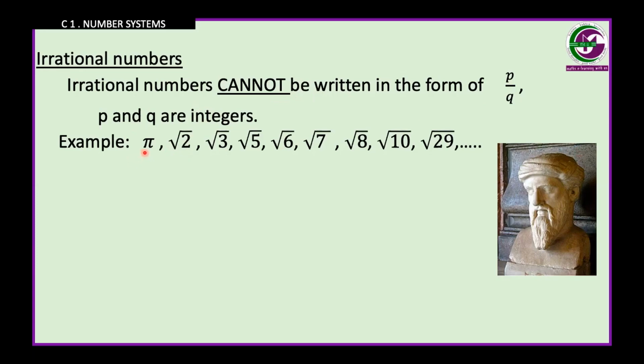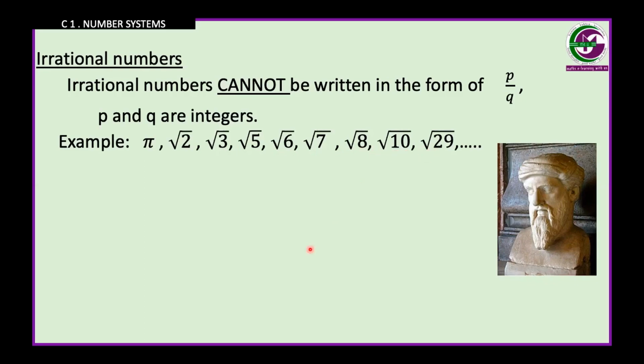It can be pi, square root 2, square root 3. Square root 4 is not written. Have you noticed? It is not just by chance. It is not an irrational number, because square root of 4 is 2, which is a rational number. Square root of 4 means 2, and 2 can be written in the form of 2 by 1. So it is a rational number. Then square root of 5, square root of 6, square root of 7, square root of 8. Again, square root of 9 is not written, because square root of 9 is 3, which is a rational number.